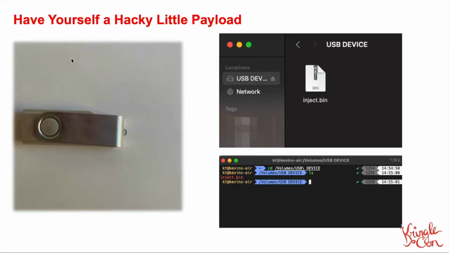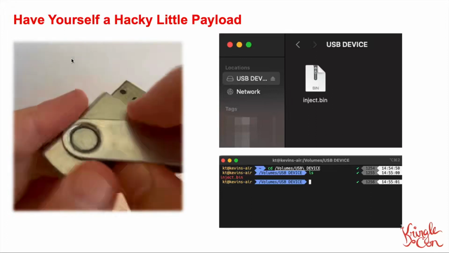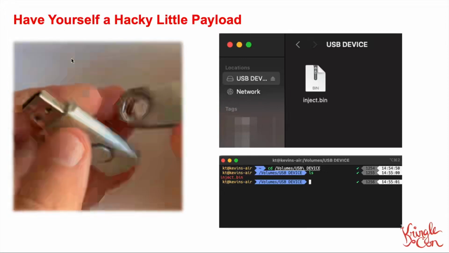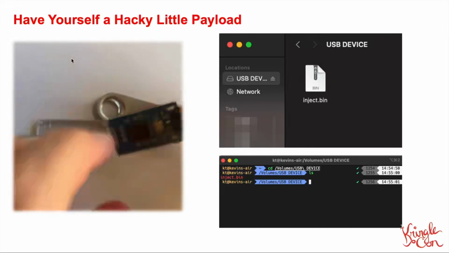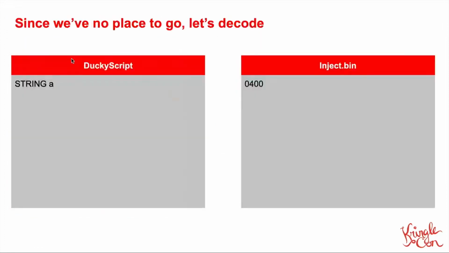Another really important thing to keep in mind is that if you're on Mac, you can just cd into /Volumes and then the USB device. Or if you're on Linux, it's just going to get mounted in the /mnt directory off your root. So you can grab the inject.bin off of the device for later analysis. So let's look at how the Ducky script gets encoded into an inject.bin file and see if we can figure out kind of how it works.